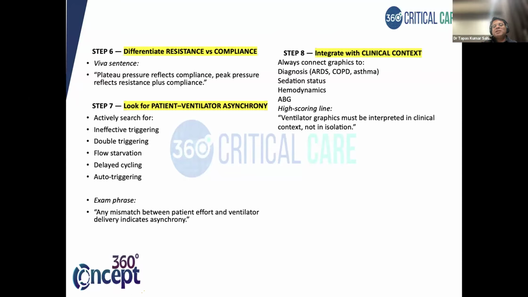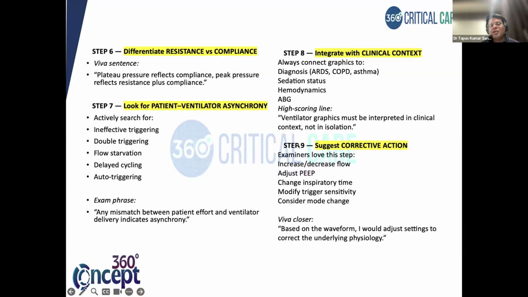Whether you need to do an ABG to look at the oxygenation and ventilation part, whether you need to order this ABG 4th hourly or 8th hourly after doing the maneuver. Whether you need to do some maneuver on the ventilator, like inspiratory hold maneuver, expiratory hold maneuver, recruitment. All these things would be the pet questions of the examiner. So always the last line would be: ventilator graphics must be interpreted in the clinical context, not in isolation.